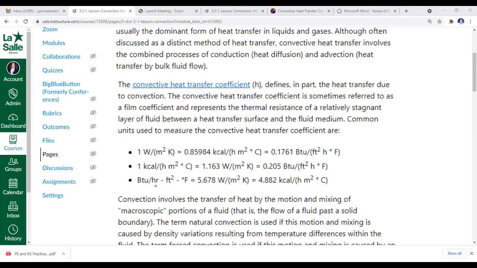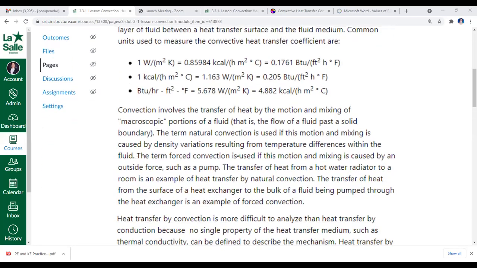As to BTU per hour converted to watt per square meter Kelvin or kilocalorie per hour meter squared degree Celsius, you also have this. But the most common is the watt per square meter Kelvin, and the one in BTU per hour per feet squared per degree Fahrenheit.